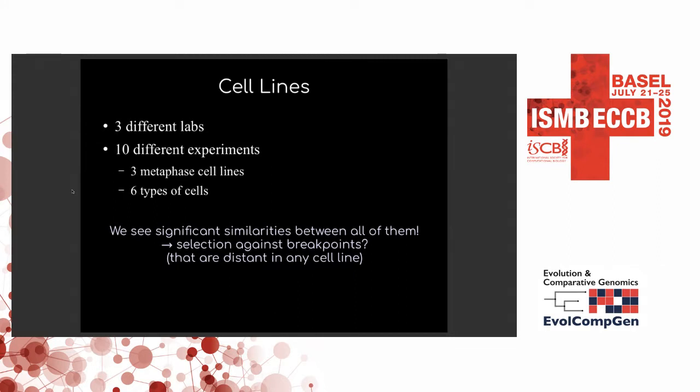I don't have time to talk about the similarities between the different cell lines, but one of the interesting things about our result is that looking at the different types of cell lines and comparing the similarities between them, we actually find that the similarities are important. So this kind of leads to the question of whether selection might be occurring against breakpoints in all the differentiated cell lines and not just the zygote, which is the structure that's being passed.